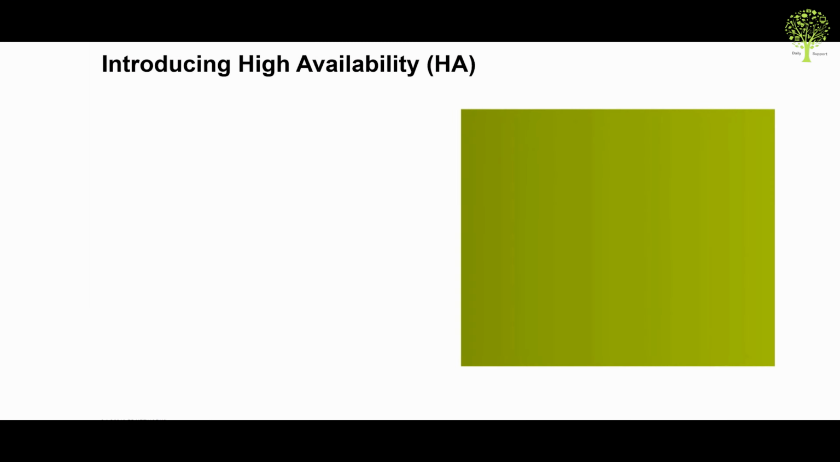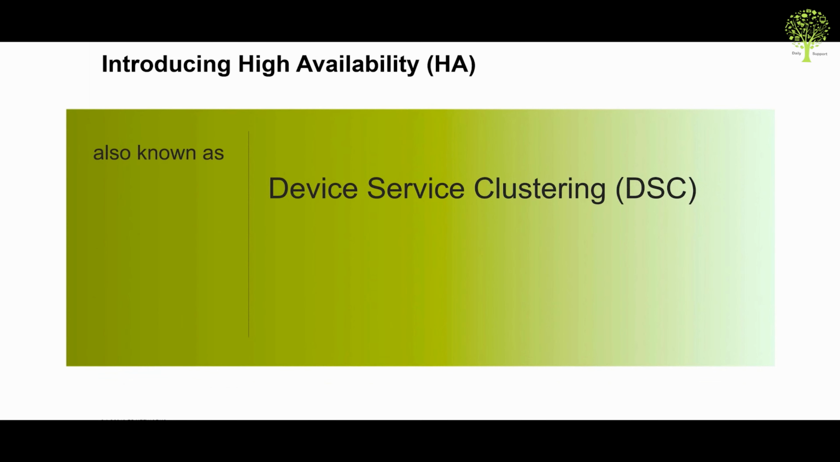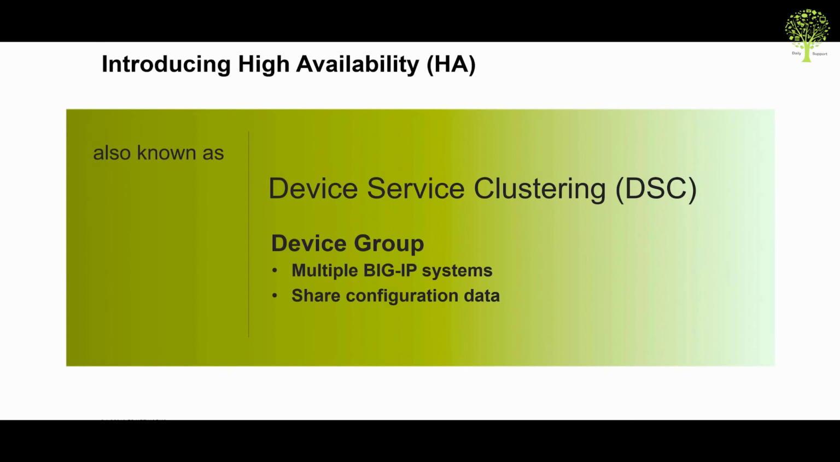The HA capabilities of the BIG-IP system are implemented in a feature called Device Service Clustering, or DSC. An essential element of DSC is the device group, which consists of multiple BIG-IP systems that can share configuration data and in some cases fail over to one another.